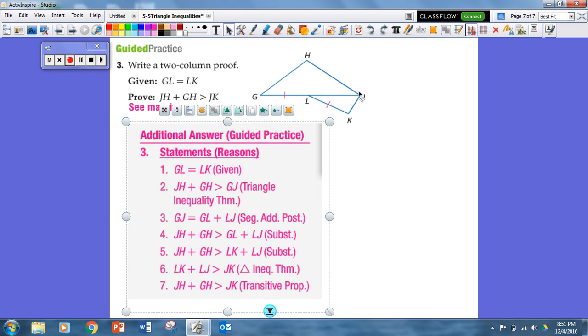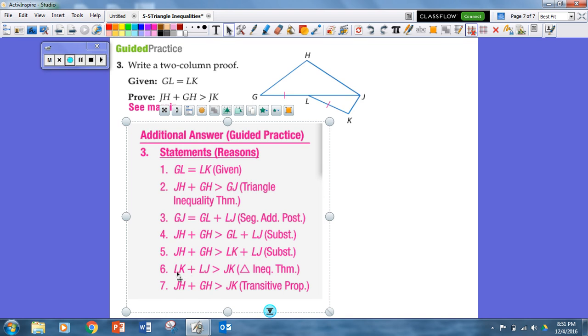I can substitute JH plus GH in for GJ and have it become an inequality, since JH plus GH is greater than GJ. I can substitute that in for GJ and make it become an inequality. I can then substitute LK for GL.